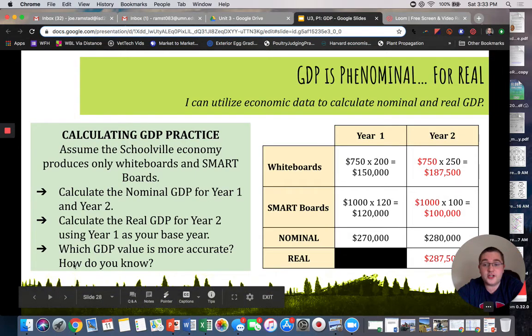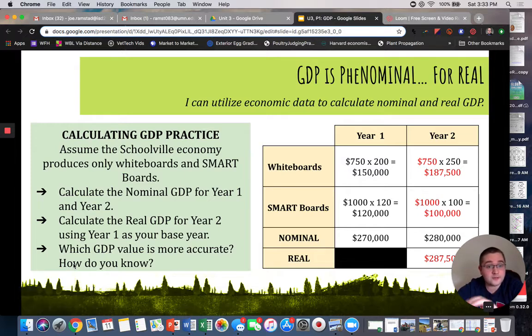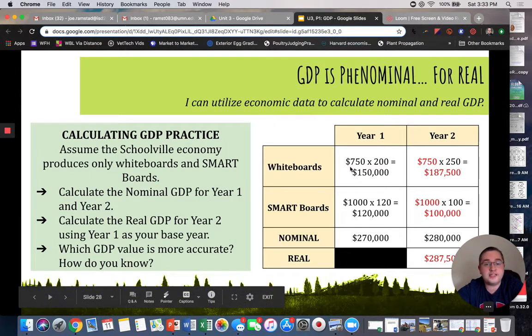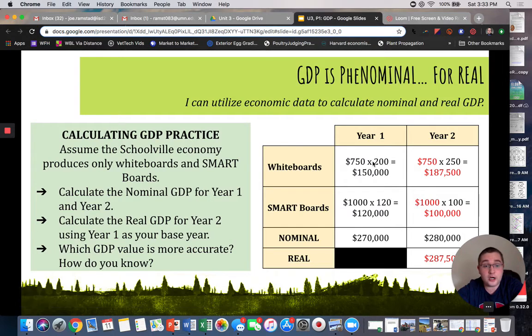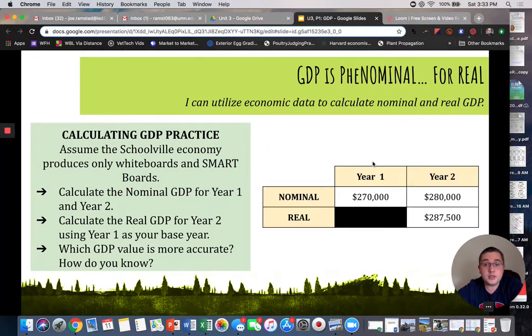The last question on here was which GDP value is more accurate? How do you know? Despite real GDP actually being more than nominal GDP in this case, the real GDP is more accurate for year 2 simply because we account for the initial prices from year 1 in deriving our real GDP value. Okay. So again, real GDP is the way to go here.